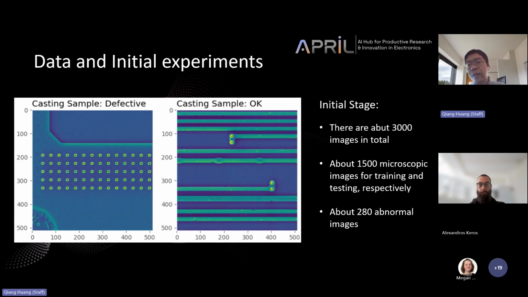So the dataset is divided into two parts. One for training, there are about 1,500 images, and the rest of the images will be used for testing. There are also about 1,500 images. In the dataset, there are a total of about 300 images with potential issues. So we just divided them into two parts: 140 images for training, and 140 abnormal images, meaning images with issues, will be used for testing.